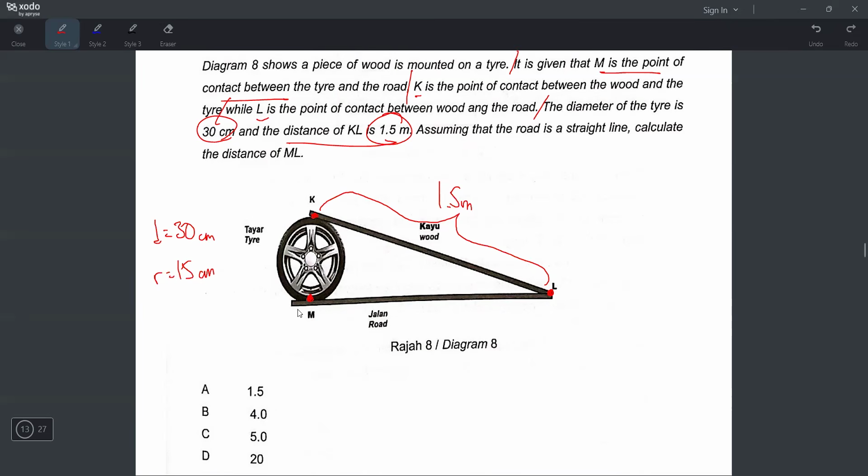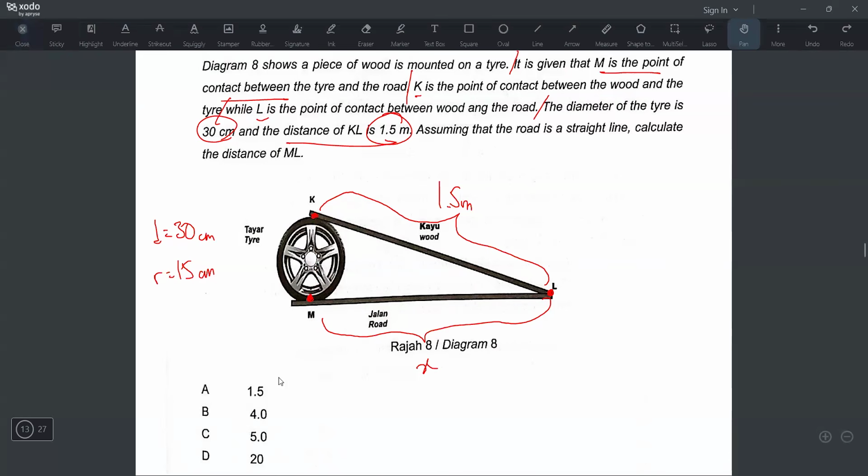Assuming that the road is a straight line, okay, calculate the distance of ML. So this is what we want to find. The x is here. Okay, can I just draw like that and say this is 90 degree? And then this is just 30 because this is the diameter, and then just use Pythagoras theorem? No, cannot. Hey, how can you just do like that and assume this is 90? Cannot. Okay, you have to know something.